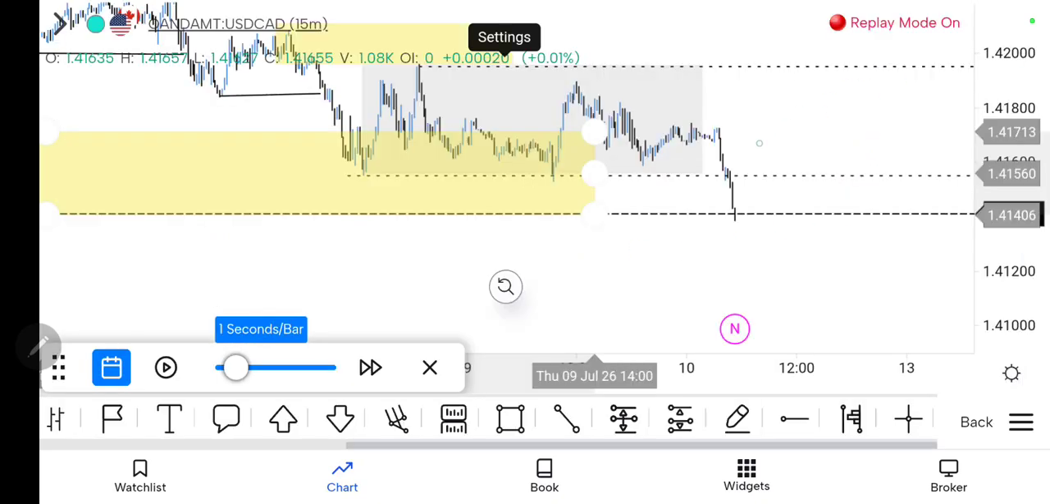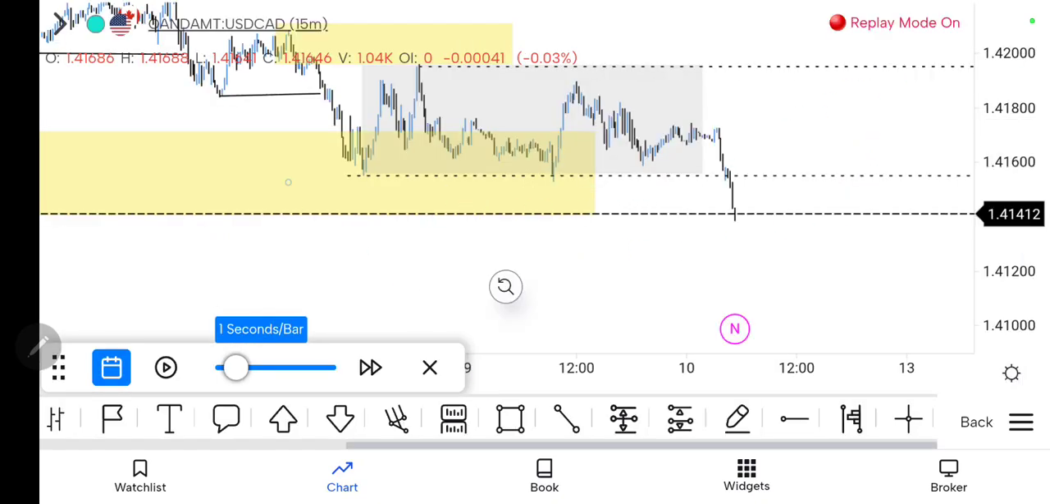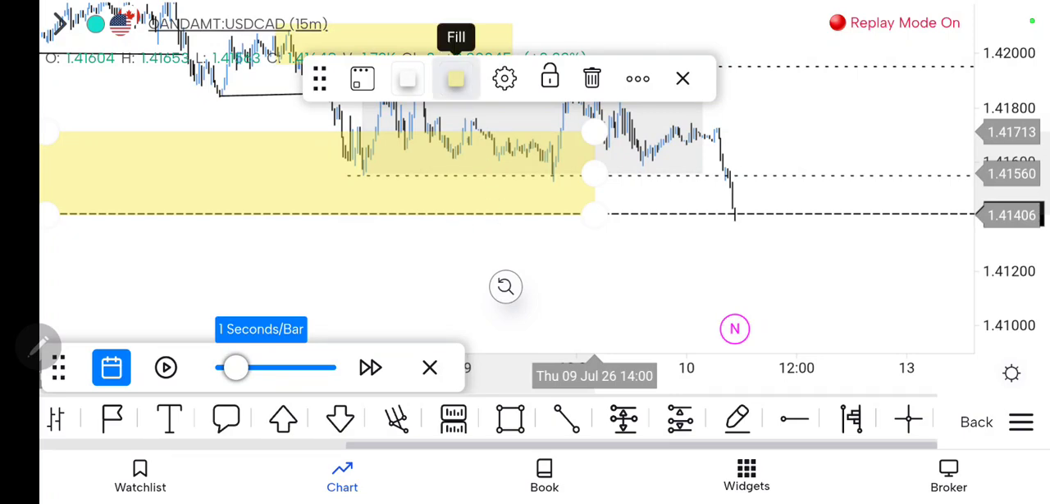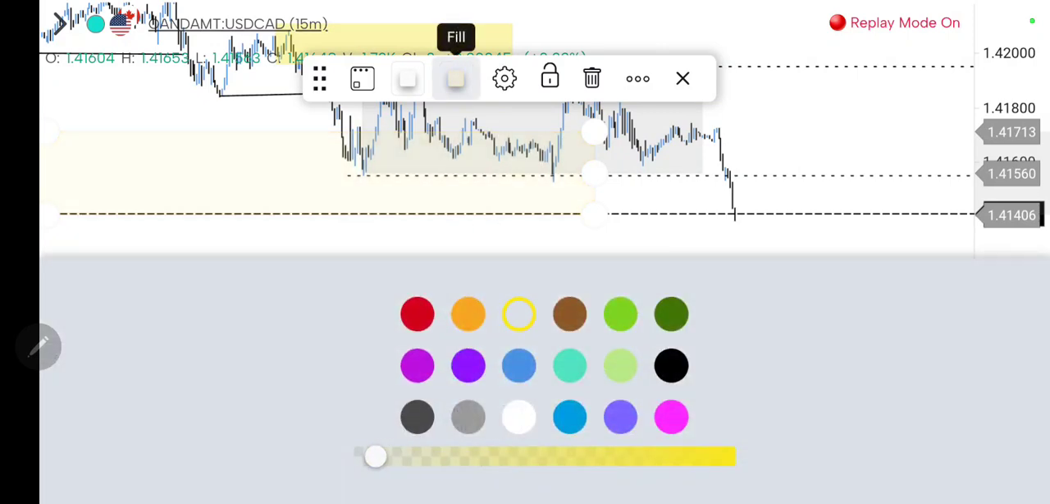Sorry, let me change this as well. Let me make it lighter, more lighter.